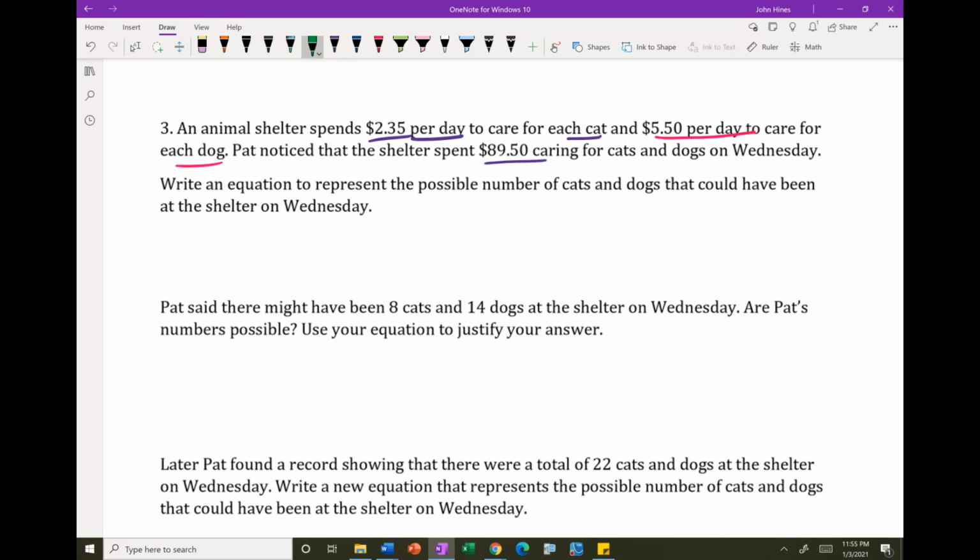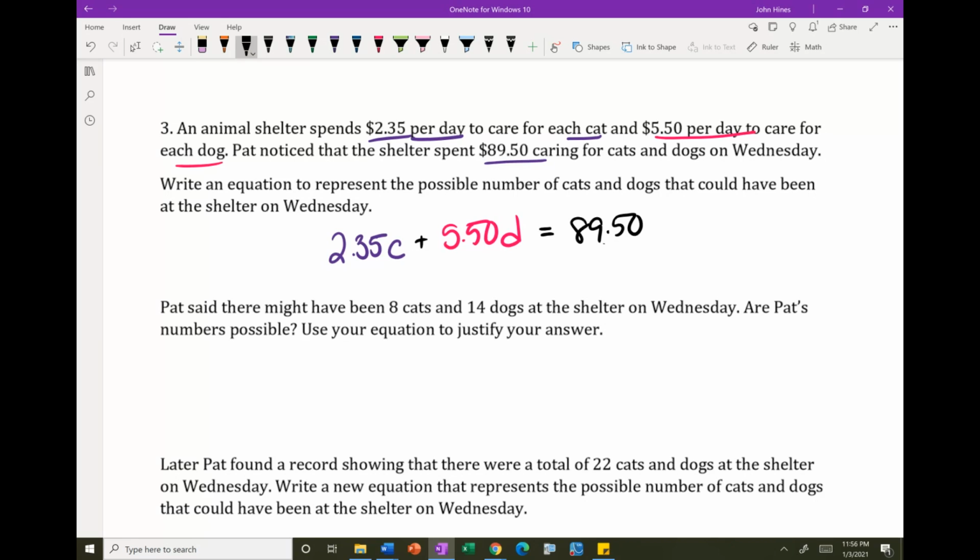So I'm dealing with money here. So here's what we do. We put the money together. $2.35 for every cat. That tells me to multiply them. For each is a multiplying word. And if I add that to $5.50 per dog, together, that gives me my total of $89.50. Notice I've got money, money, money. Everything in this equation has to deal with money. So the price per cat, the price per dog gives me the total.